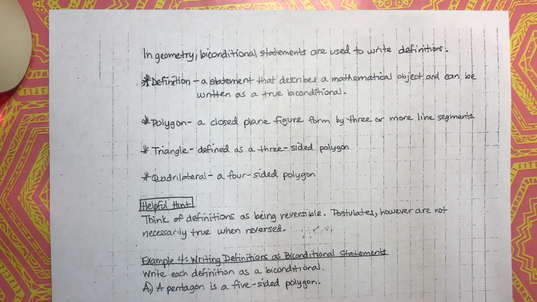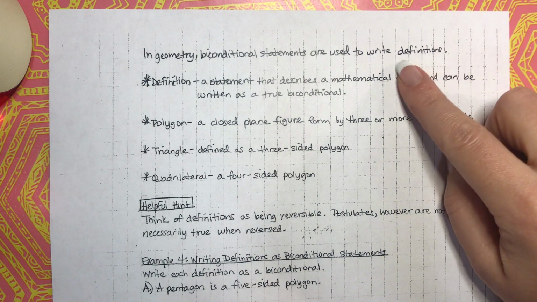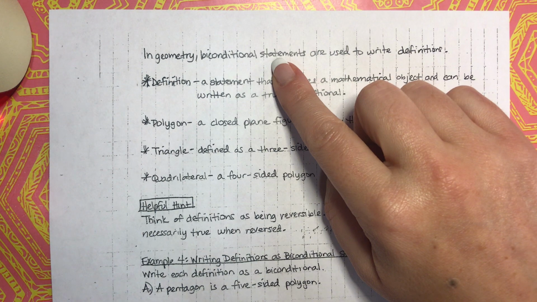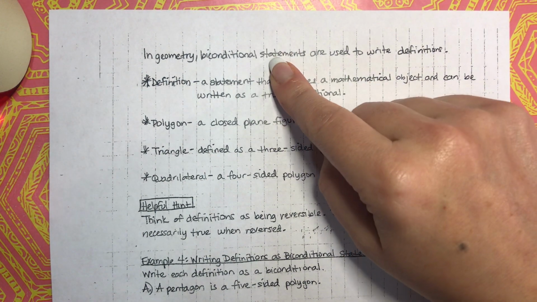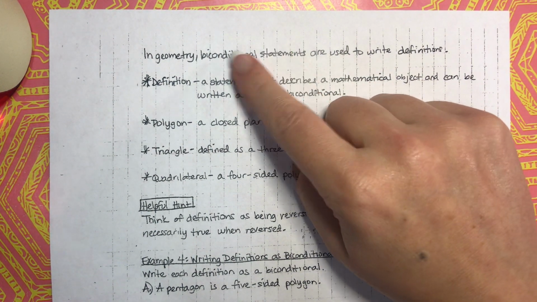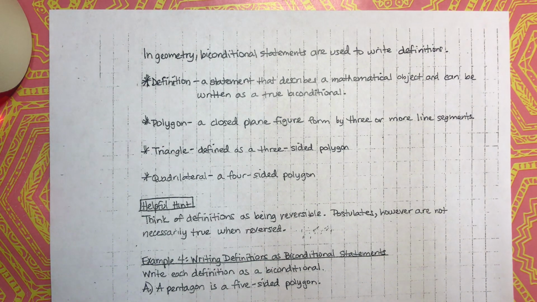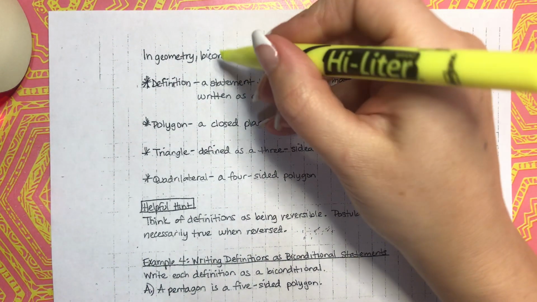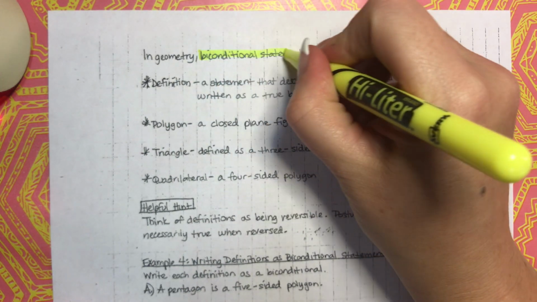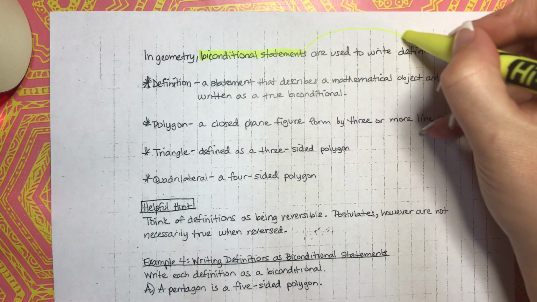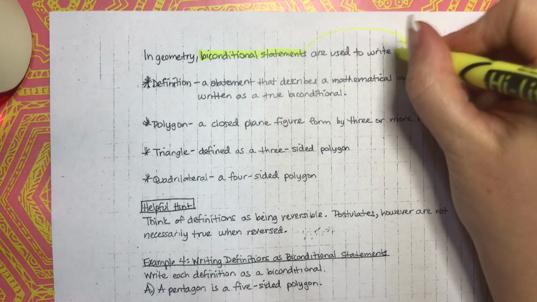So definitions, we use them all the time, and they're actually from biconditional statements, right? And biconditional statements are from a true conditional and a true converse, okay? So you can kind of start to see how all of this builds on top of each other. So we just talked about biconditional statements, right? And so that means that we are going to be moving into writing and talking about definitions.